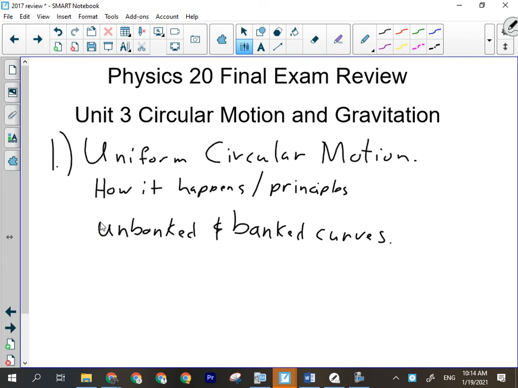So remember, what keeps you in an unbanked curve? Friction, right? So our centripetal force is provided by the force of friction, whereas with banked curves, it's provided by the horizontal component of the normal force of the corner. And we have this whole other formula for that: tan of theta equals v squared over r times g.